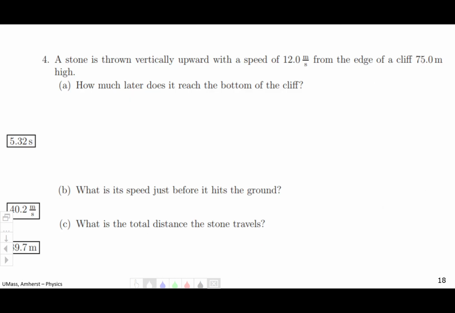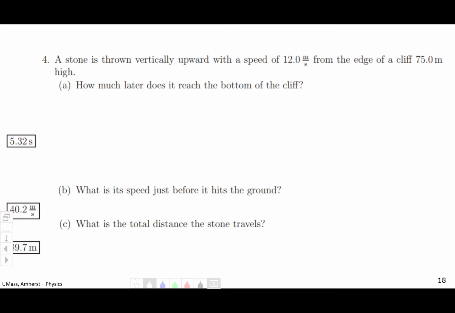And here we go. A stone is thrown vertically upward with a speed of 12 meters per second from the edge of a cliff, 75 meters high. How much later does it reach the bottom of the cliff? What is its speed just before it hits the ground? And what is the total distance that the stone travels?